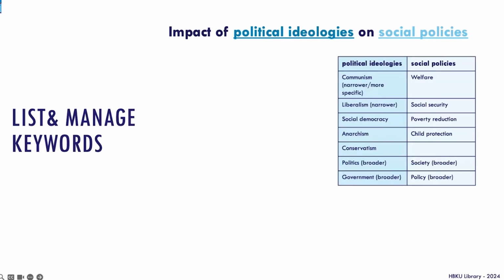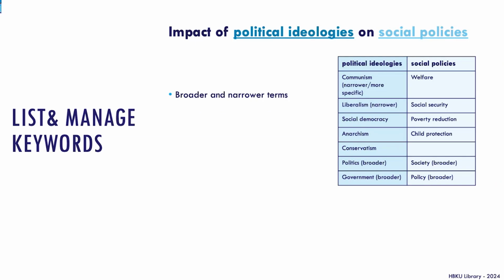Okay, so I'm going to show you here a list of some examples of relevant keywords that we can do. For example, we have for political ideologies, communism, which is a narrower, more specific term, liberalism as well, social democracy, anarchism, politics as a broader term, government or governance as a broader term. For social policies as well, we have a different list that includes narrower terms or broader terms. So how can we manage these keywords to have as many relevant keywords as we can, so that we can have more relevant articles when we search for them?